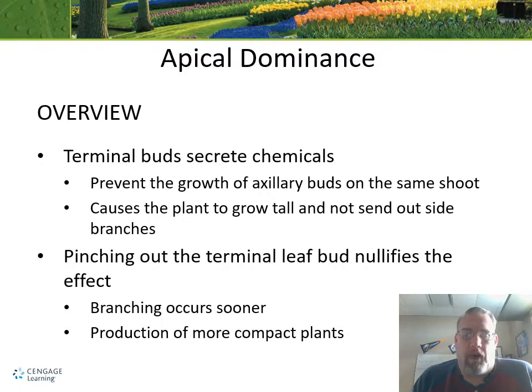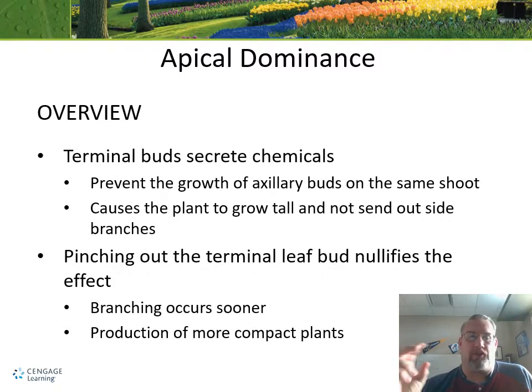Something to understand when we talk about growth hormones is the concept of apical dominance. Apical dominance is, if you have an untrimmed branch, it will always grow from the very end and will put all of its energy into growing longer and longer and longer. When you trim the end of the branch, it breaks that apical dominance and it will allow the rest of the branch to grow.